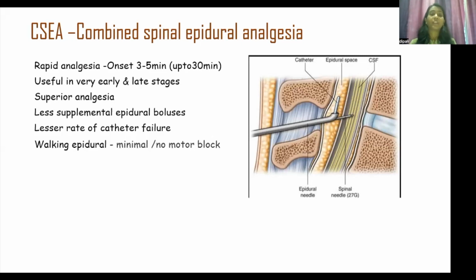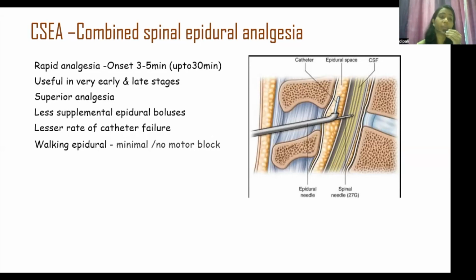In the very early stage, it is useful because we can give an intrathecal dose of only opioid, and the patient will get relief for around 2 to 3 hours. The patient can also walk during that period because there is no motor block, and it is popular as walking epidural. And in the very late stages, because of pain, the patient is not able to position for epidural catheter insertion. So at that time, a single intrathecal dose is going to relieve pain. Further procedure becomes easy.